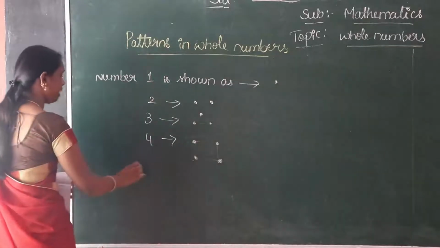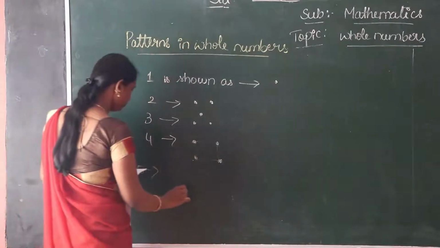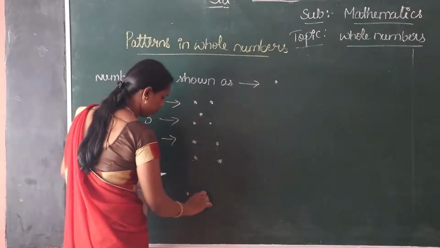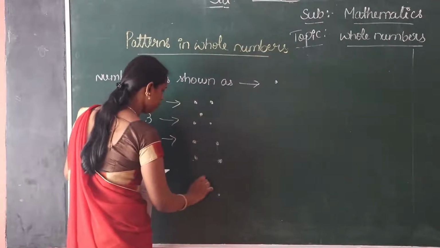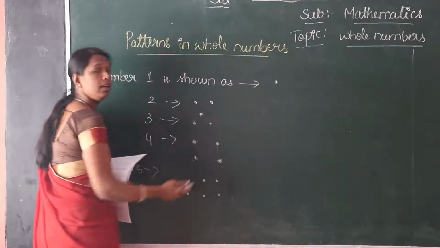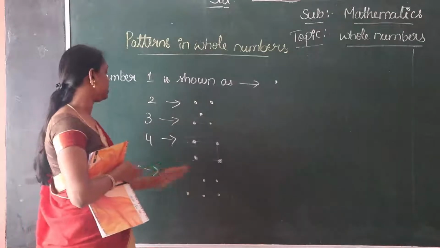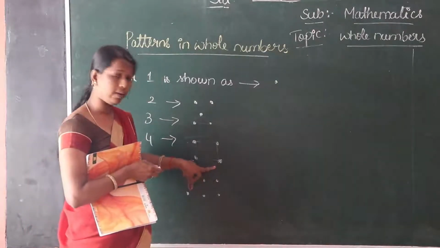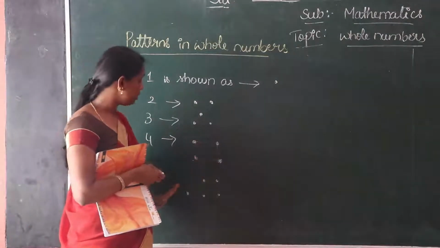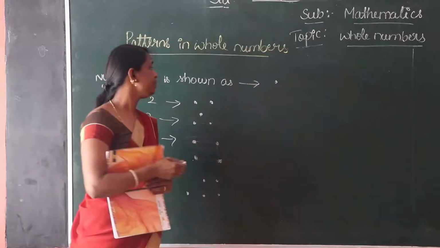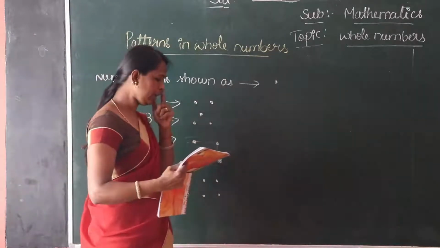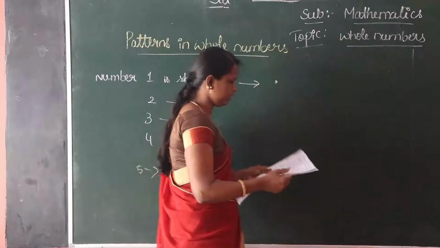And then number 5 can be written as 1, 2, 3, 4, so it can be like a pyramid. Next to 6, we can write the 6th dot here. So it may be in the form of a pyramid. These are the basic numbers to be written in dots.